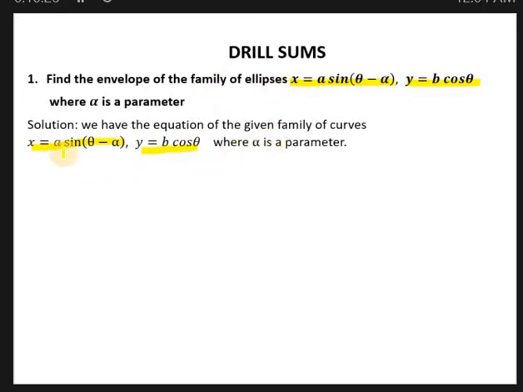Now let us take the first equation, that is x is equal to a sine of (theta minus alpha), and simplify this. Transfer a to this side, so we get x by a is equal to sine of (theta minus alpha). Now see, sine of (theta minus alpha) is in the form of sine of (a minus b). Sine of (a minus b) is equal to sine a cos b minus cos a sine b. So by using that result, when we expand sine of (theta minus alpha), we get sine theta cos alpha minus cos theta sine alpha.